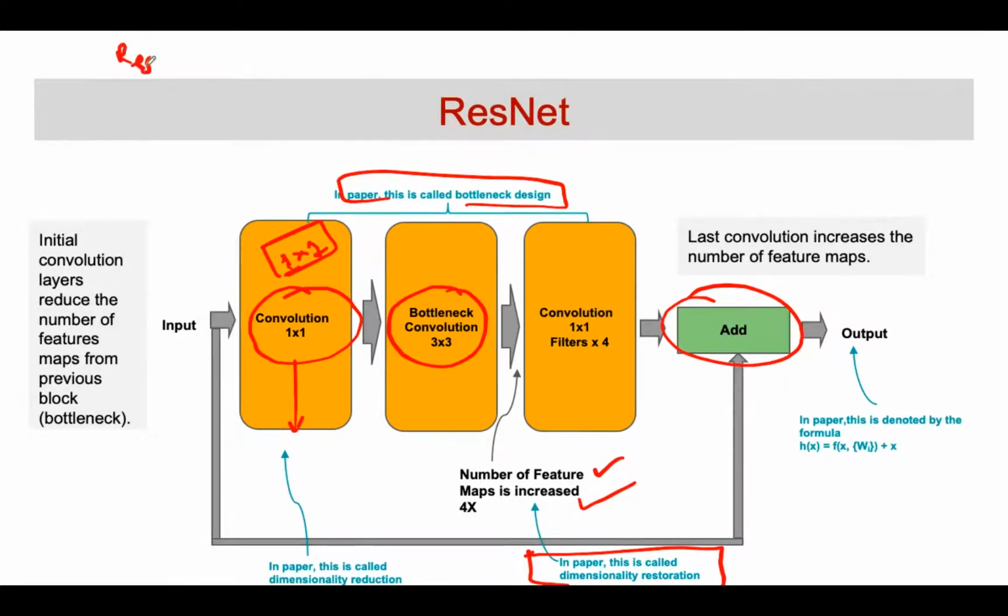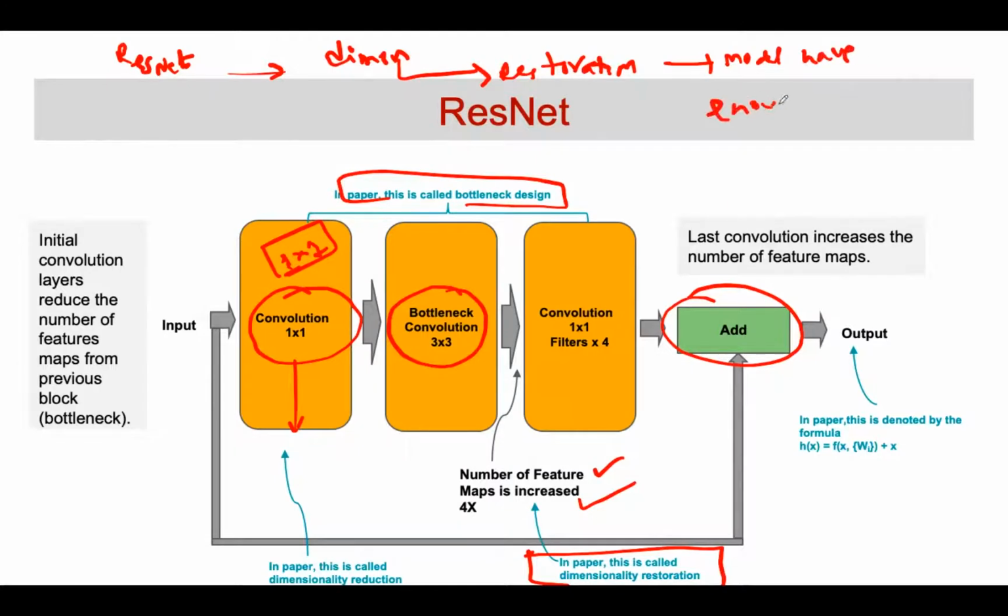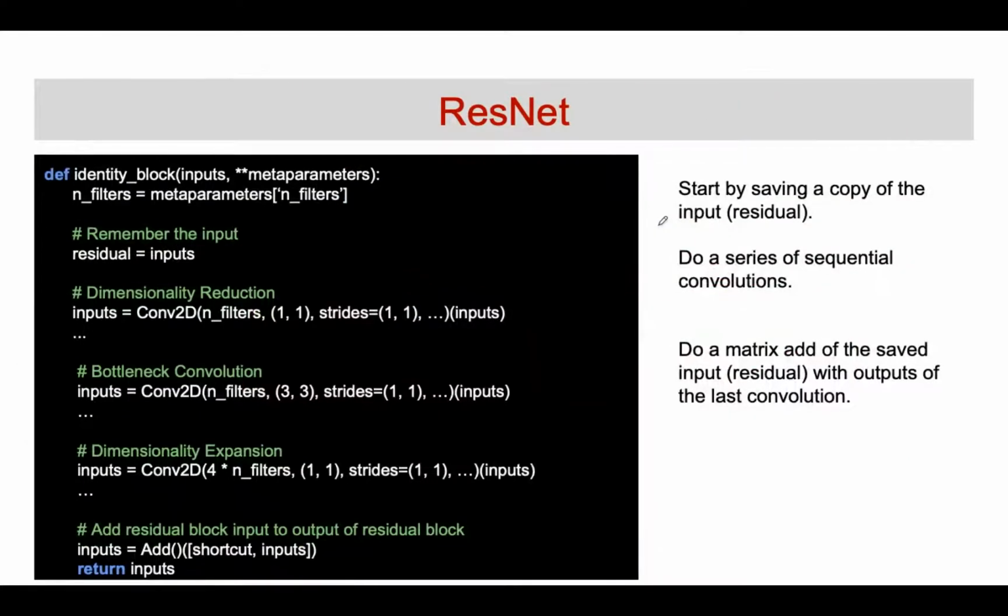In a ResNet, there are two things that will happen. One is dimensionality reduction, and the other is restoration, so that the model has enough features to learn from. The last convolutional increases the number of features. So we need to define two things, right? We need to have an identity block and a convolutional block, starting by saving a copy of the input of the residual.